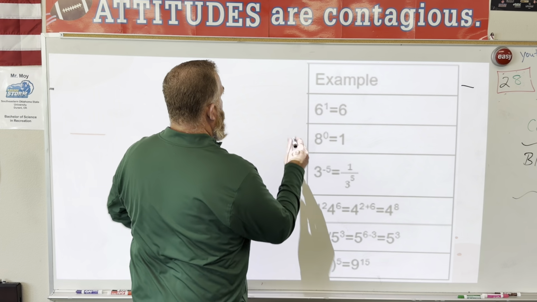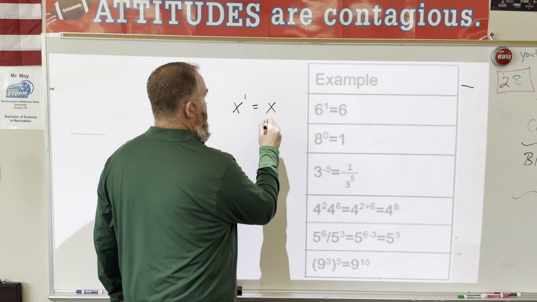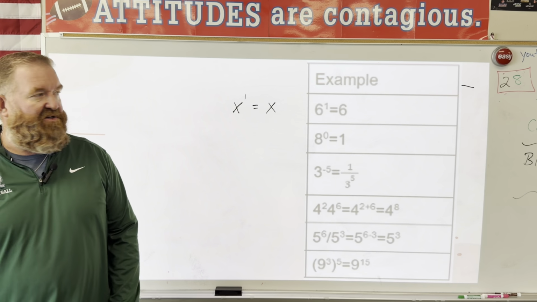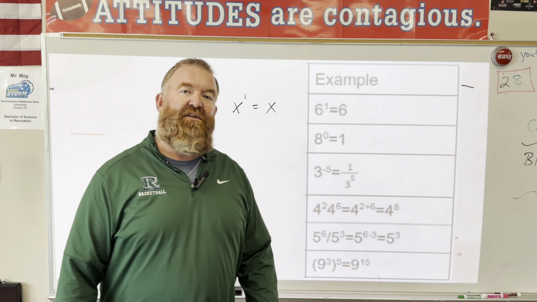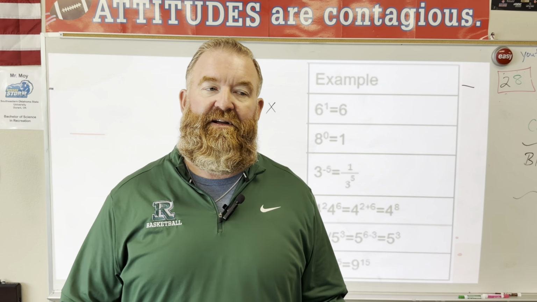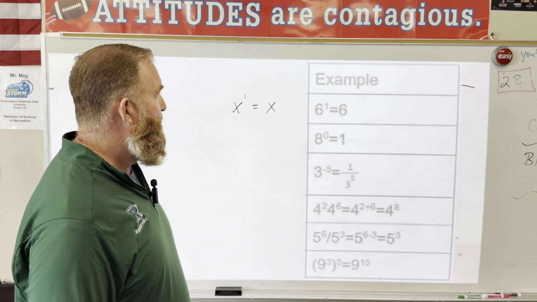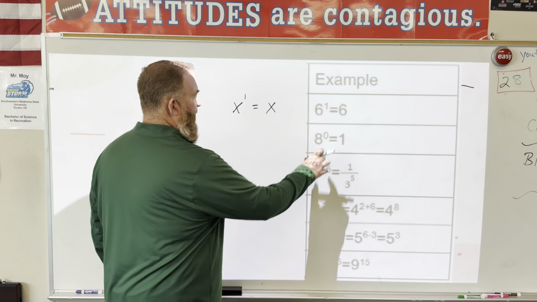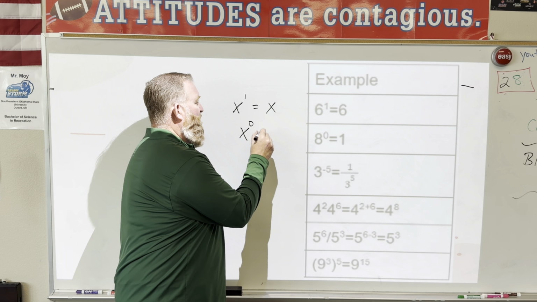So here we go. If you have x to the first power, any number to the first power is that number again. So if it's 5 to the first power or 6 to the first power, it's that number again. So basically the number 5 has an exponent of 1. You just never see it. All right, here we go. 0 power. This is one we talked about a ton in class. Anything to the 0 power is 1.